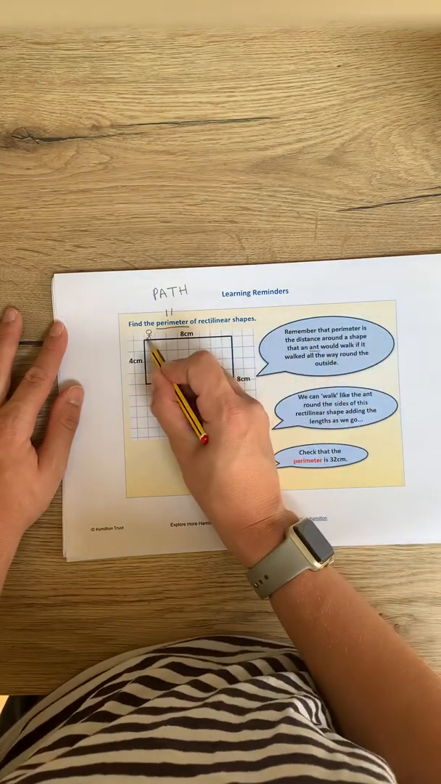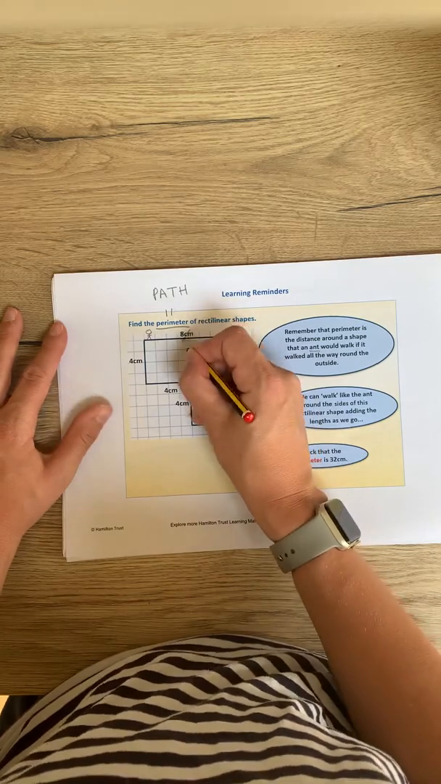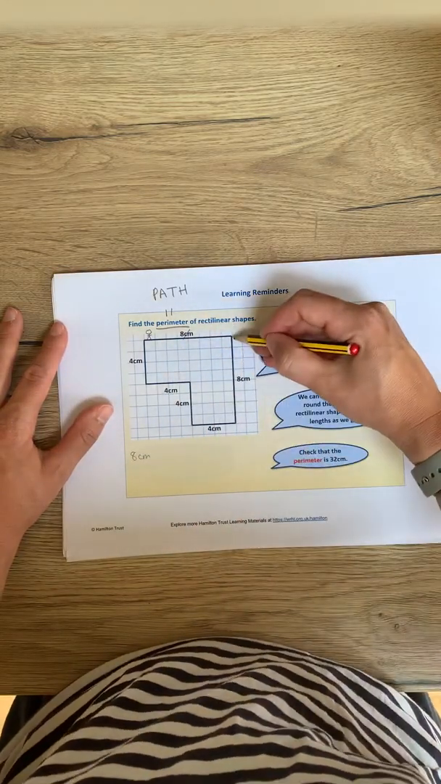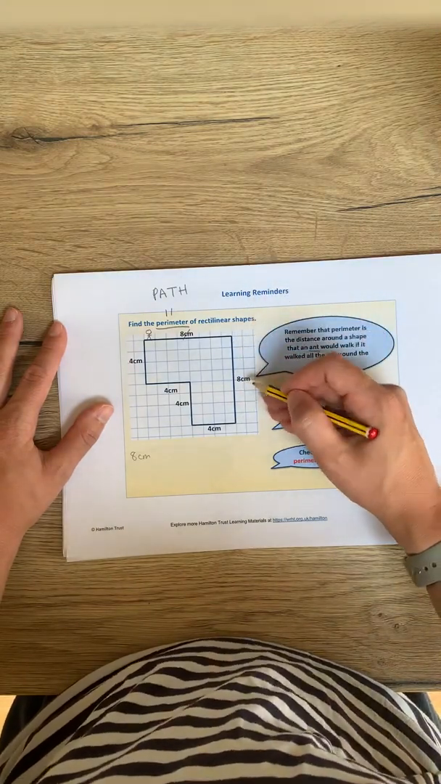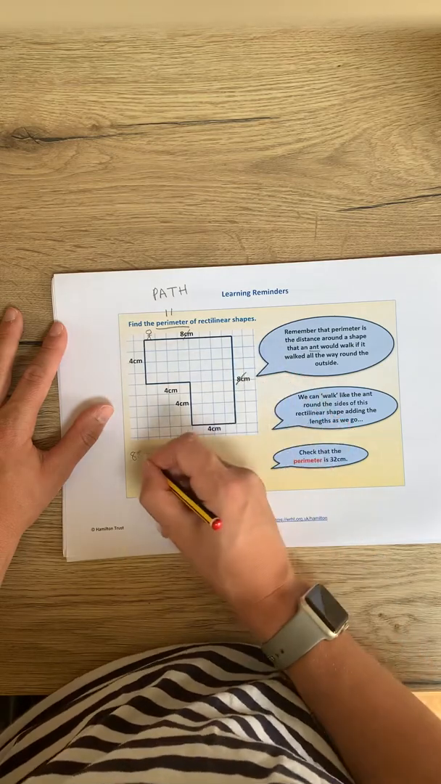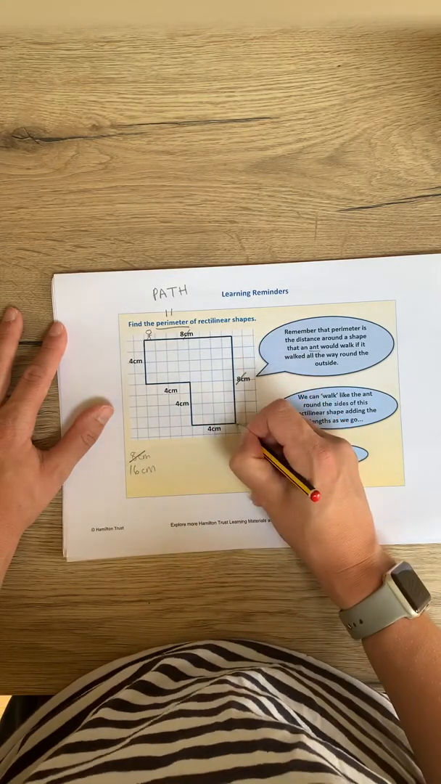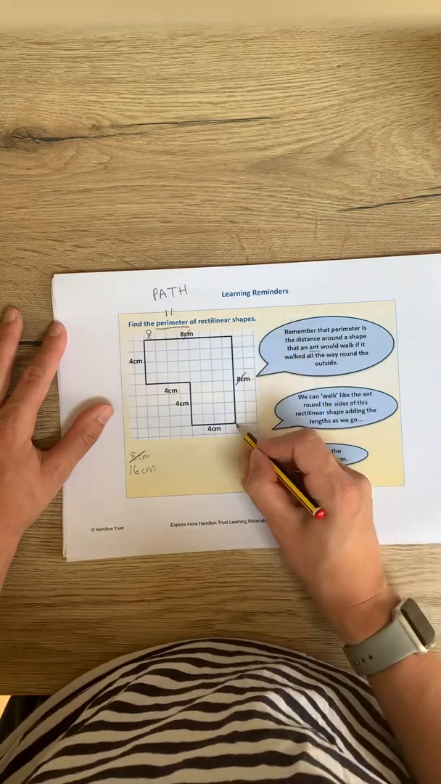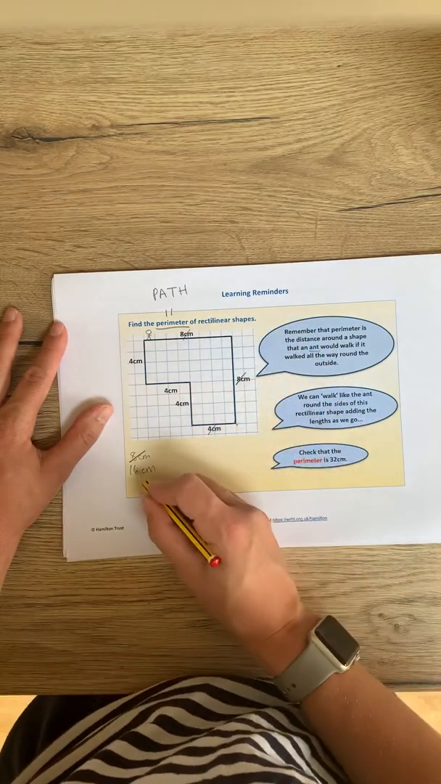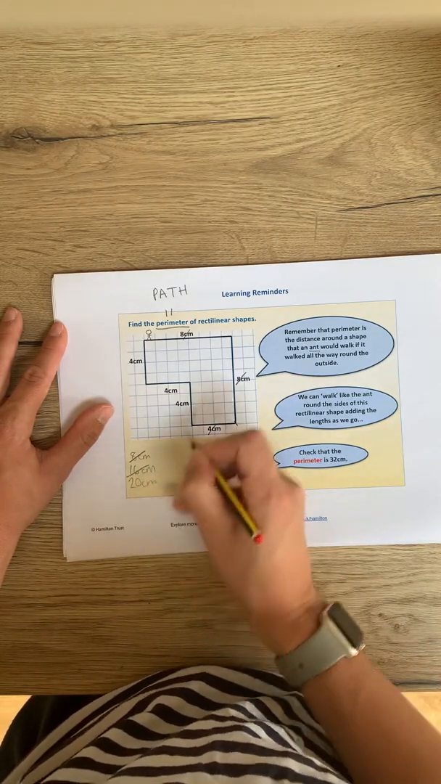So Dave's starting here. He comes along this length at first, which is 8 centimetres. So I'm going to just keep a tally, 8 centimetres. Then he comes along this length, which is another 8 centimetres. 8 add 8, and I'm going to cross that one out, is 16 centimetres. So we're up to here. And then he comes along this length, which is 4 centimetres. So 16 add 4 is 20. We're up to this point.